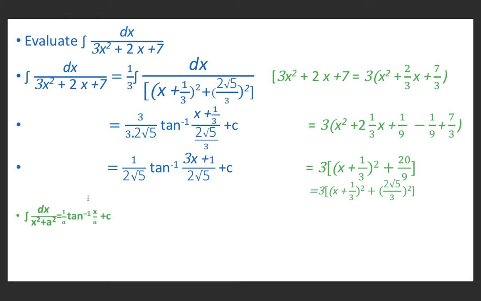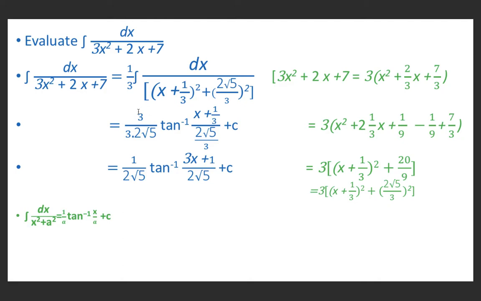And in place of a, we have 2 root 5 upon 3. If you compare these terms, x square plus x square, x is x plus 1 upon 3 and a is 2 root 5 upon 3. So it is equal to 1 upon 3, then 1 upon a. A is 2 root 5 upon 3. So 2 root 5 upon 3.